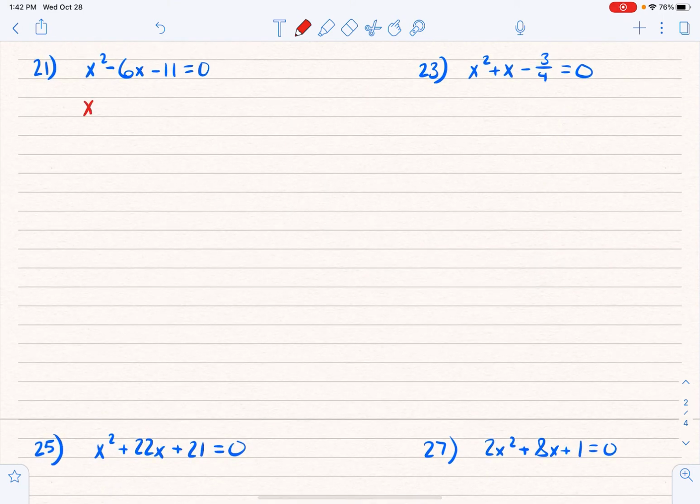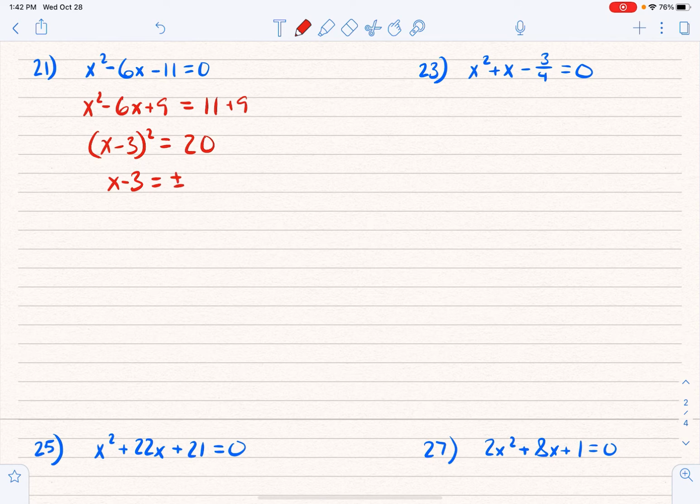Again, bump that 11 to the other side. And so it would look like this. Half of negative 6 is negative 3. Square it, and I get 9. So I add 9 to this side as well. This becomes x minus 3, quantity squared. 11 plus 9 is 20. So square root both sides, and x minus 3 is equal to plus or minus the square root of 20, which doesn't come out clean. But then you add 3 to both sides, you get x is equal to 3 plus or minus the square root of 20. All right?